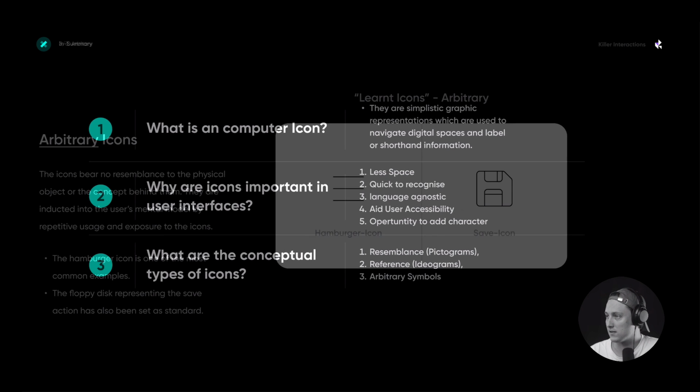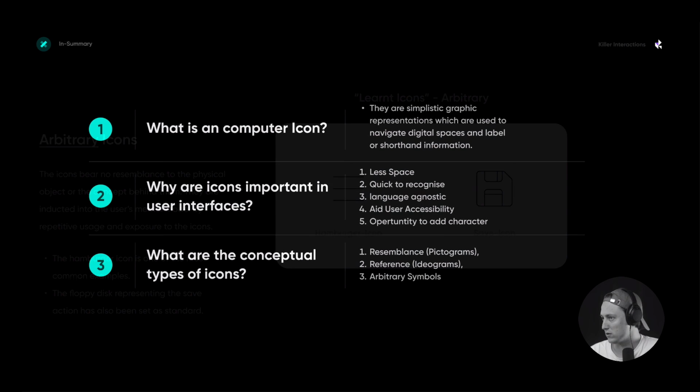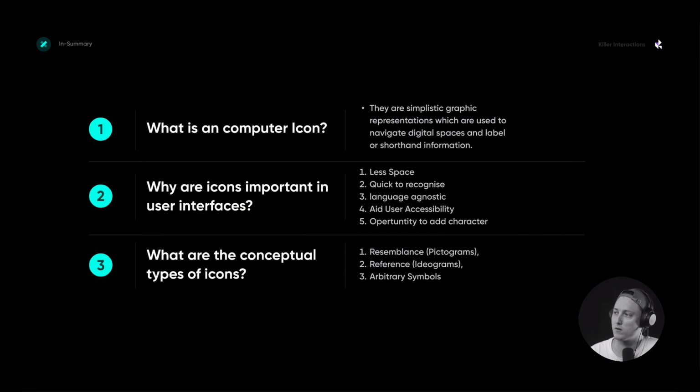Right, so in summary, just overall, what is a computer icon? They're simplistic graphic representations which are used to navigate digital spaces and label or shorthand information. Why are they important? They use less space, they're quick to recognize, language agnostic, aid user accessibility, and there's a great opportunity to add character. And the types: resemblance, reference, and arbitrary.